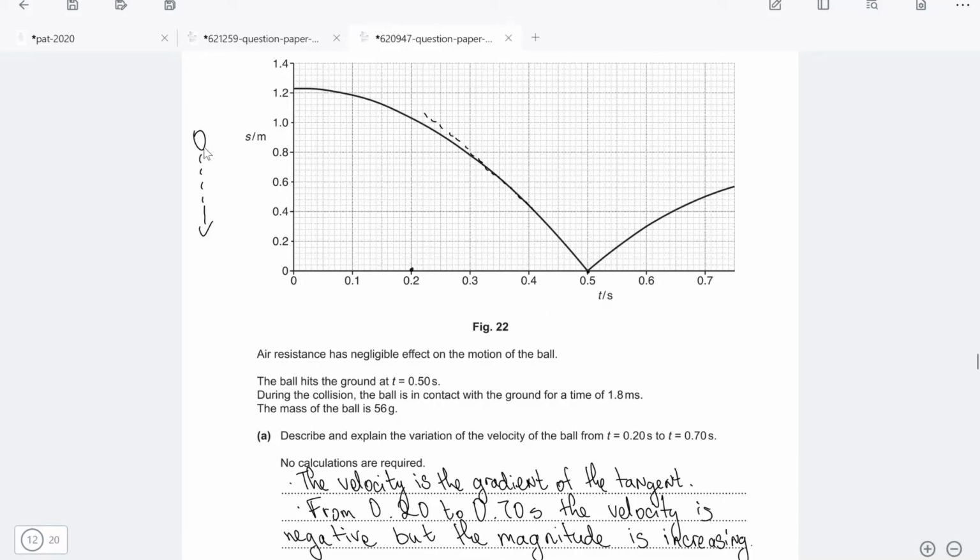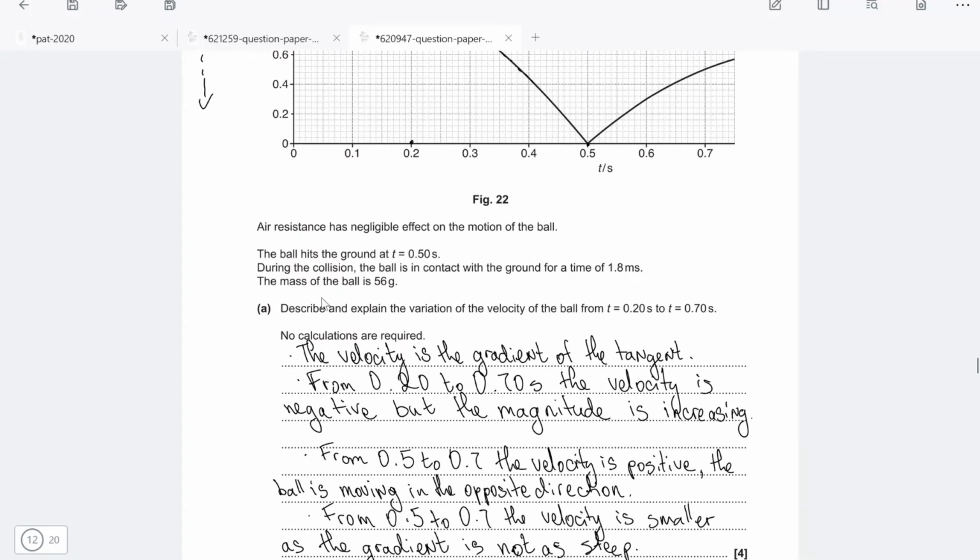The ball is increasing its velocity, however the velocity is negative. From 0.5 to 0.7 seconds, the velocity is positive, which means that the ball has rebounded and is now moving in the opposite direction. Additionally, from 0.5 to 0.7 seconds, the velocity is smaller because the gradient is just not as steep. If you compare this gradient here with this gradient, you're going to notice that the one after 0.5 seconds is not as steep, and therefore the velocity of the ball will be smaller.